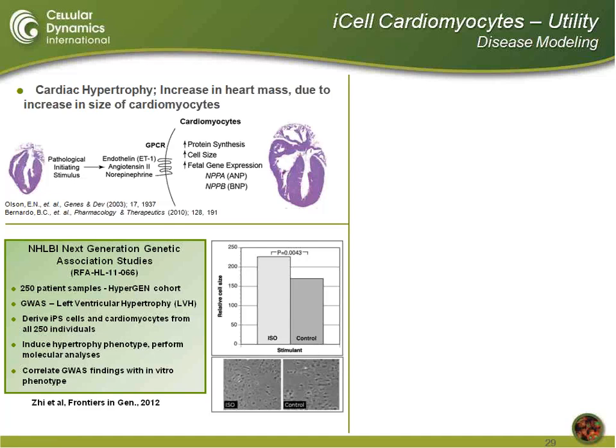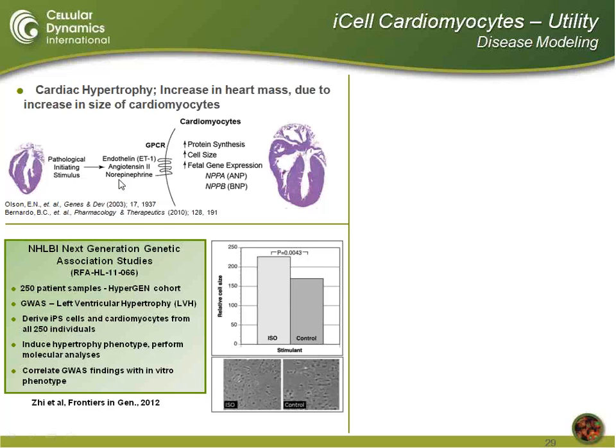And what CDI is doing with the Medical College is we are deriving iPS cells and cardiomyocytes from all 250 individuals, which will provide the cells to the Medical College so they can induce the hypertrophic phenotype and perform molecular analysis to really use this clinical population in this genome study, take a look at the genomic data compared to the in vivo or in vitro phenotypic data, and see if they compare and if they can find known pathways or find new pathways and interventions for cardiac hypertrophy.